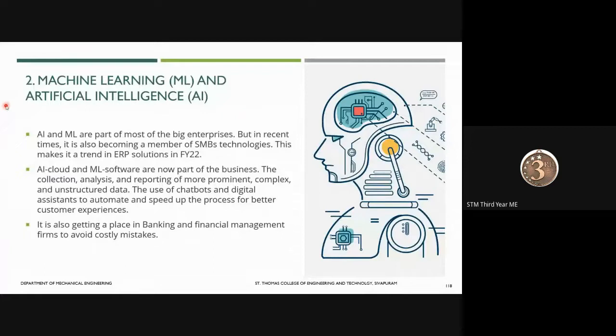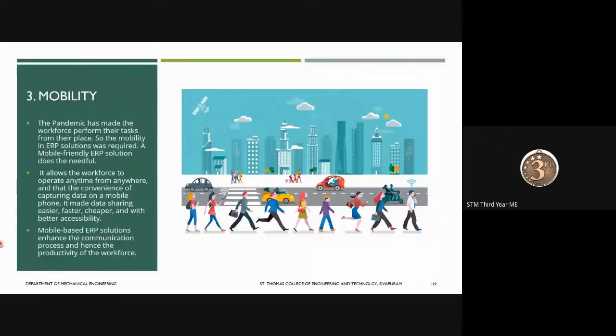So this is also a current trend under ERP implementation, to reduce the task done by the engineer or the analyst that is involved under ERP planning. So that is artificial intelligence. Next comes mobility. So mobility is the transfer of data from one place to another.